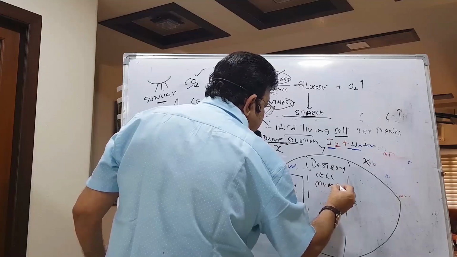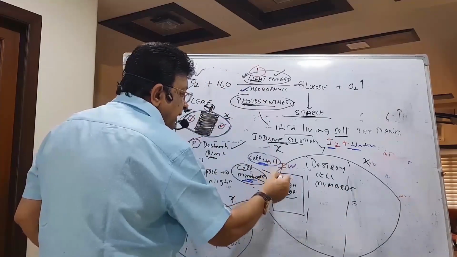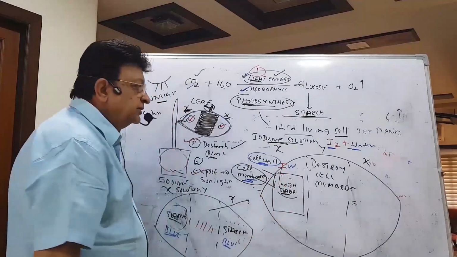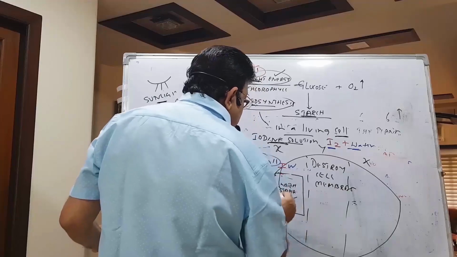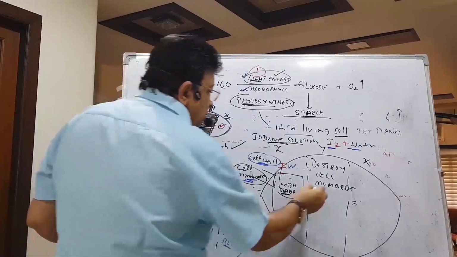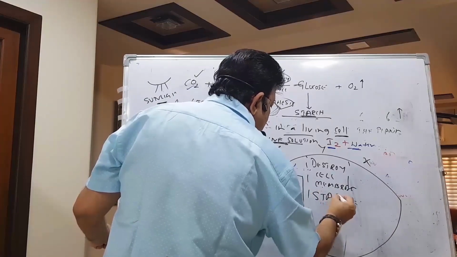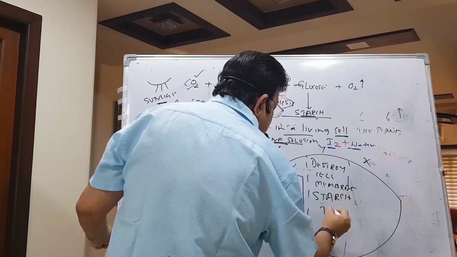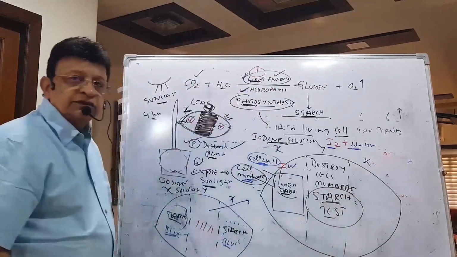the cell membrane. Otherwise, the iodine will not reach. And this is done by means of a test. So now, at the end of exposure to sunlight, to destroy the cell membrane, you carry out a test called the starch test. So now we will understand what the starch test is.